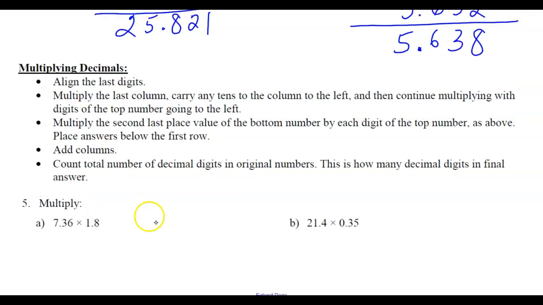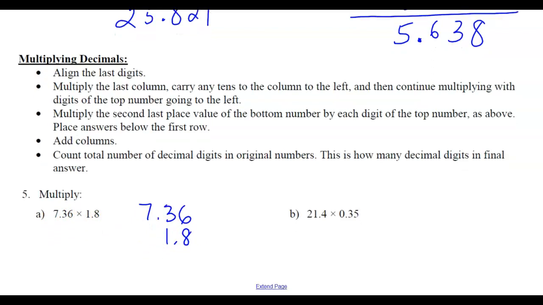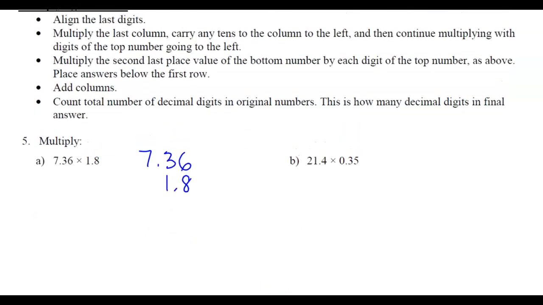So you line up the last digit. I always put the one that has the most digits first. And then if I've got 1.8, that's 2 digits, so I line up just the digits. Now, if you have a different method that you've learned in previous years that you like, you can do that. But this is the more traditional one. So now you multiply the last column together, carry any 10s to the column to the left, and continue multiplying with the digits of the top number going to the left. So you're always going to the left with your multiplying of 8.